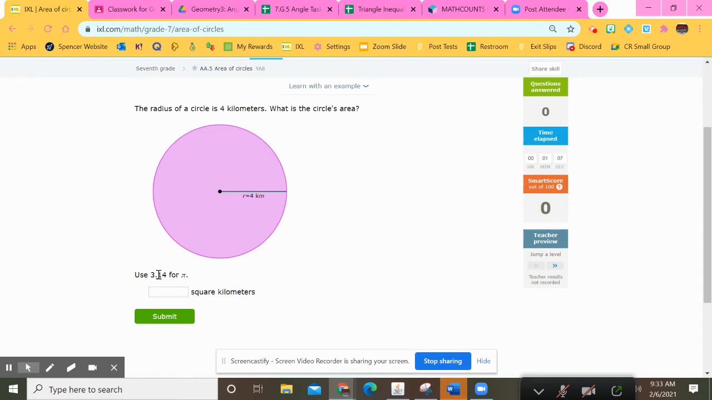IXL tells you to use 3.14 for pi. 3.14 is how we approximate pi because pi is an irrational number, and so we can't have it, it goes on and on forever. So we approximate it by saying it's about 3.14. So when we're putting these in, we're going to do pi, which is 3.14 approximately, and times the radius squared. So on this one, 4 times 4 is 16, and then 16 times 3.14 would be 50.24, and that's how you would get that one.